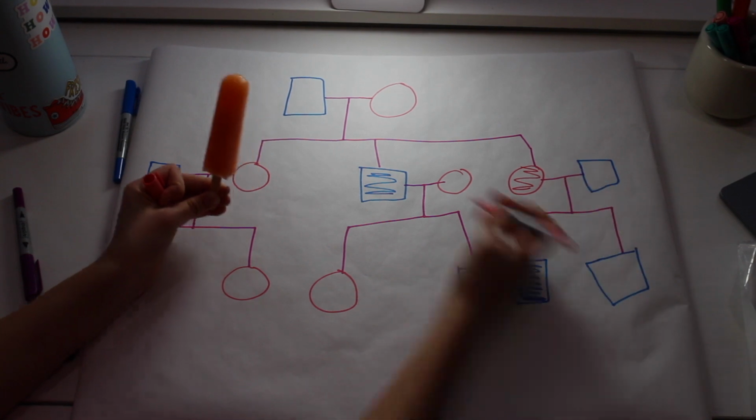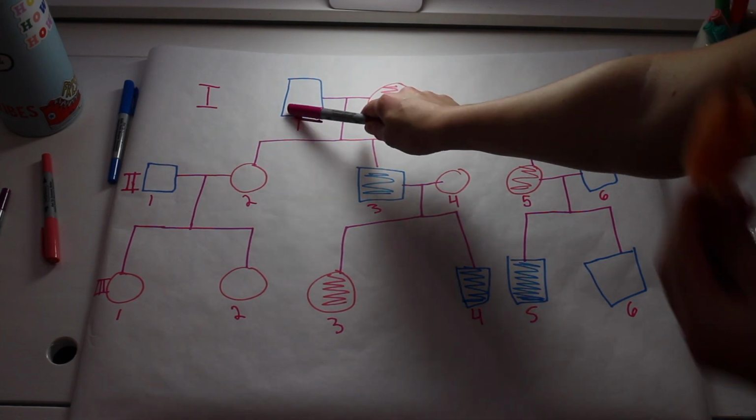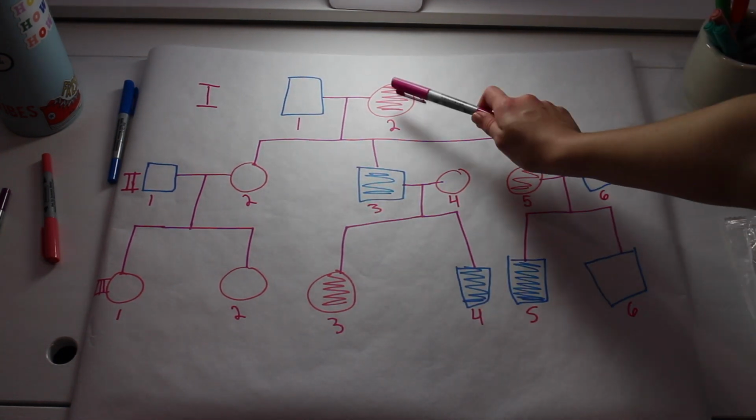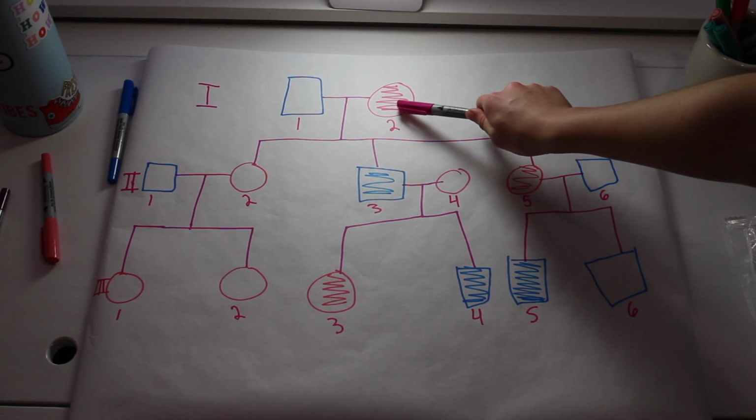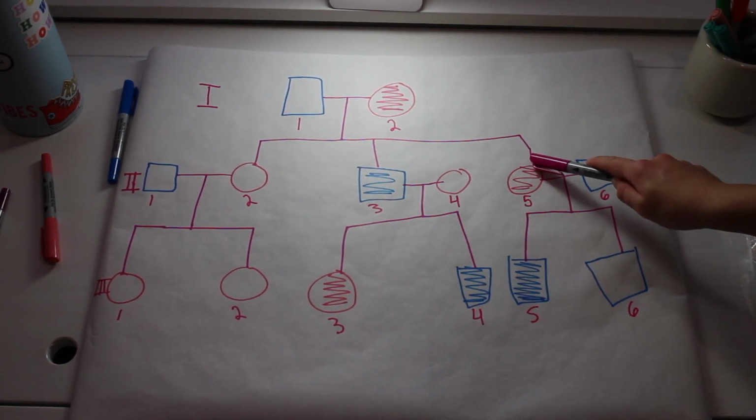Popsicle break. So here's an example for the presence of attached earlobes. So here's generation 1, as you can see by the numeral 1, and it will start with the affected female, which you know will be a circle. These are marriage lines, and these are sibling lines.